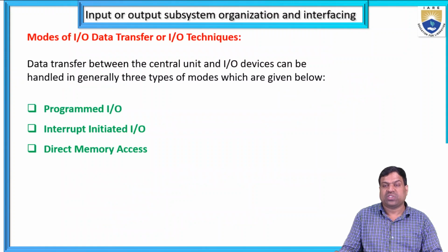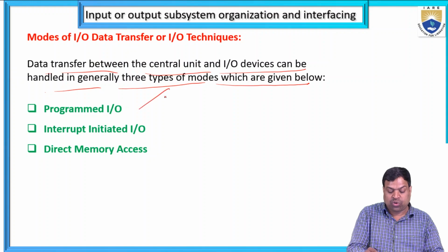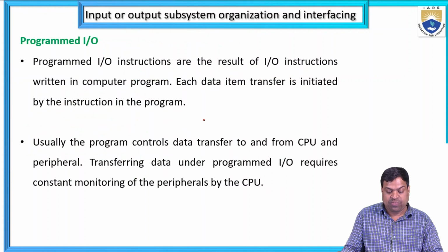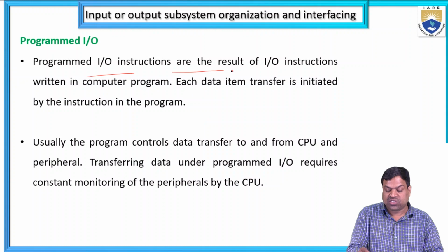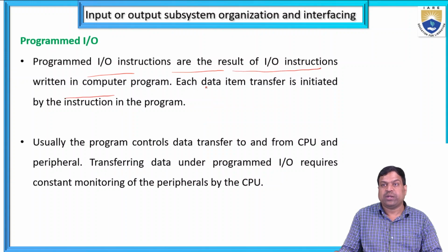So the modes of data transfer, or data transfer techniques: programmed input output, interrupt initiated input output, and direct memory access. The data transfer between the central unit and the input output devices can generally be handled in three types of modes: programmed, interrupt initiated, direct memory access. Programmed input output operations are the result of input output instructions written in the computer program. Each data item transfer is initiated by an instruction in the program. Usually the program controls data transfer to and from the CPU and the peripheral. Transferring data under programmed IO requires constant monitoring of the peripheral by the CPU.